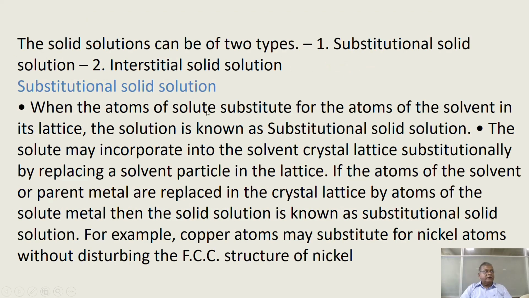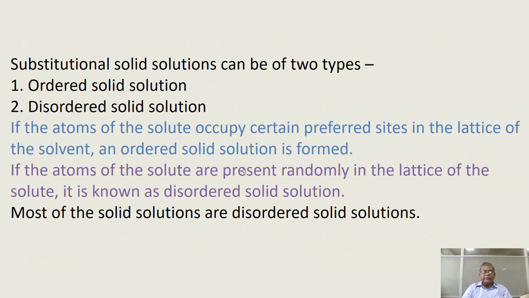When the atoms of solute substitute for atoms of solvent in the lattice, the solution is known as substitutional solid solution. The solute may incorporate into the solvent crystal lattice substitutionally by replacing a solvent particle in the lattice. The atoms of the solvent or parent metal are replaced in the crystal lattice by atoms of solute metal. Then the solution is known as substitutional solid solution. In this, there are two types: ordered solid solution and disordered solid solution.